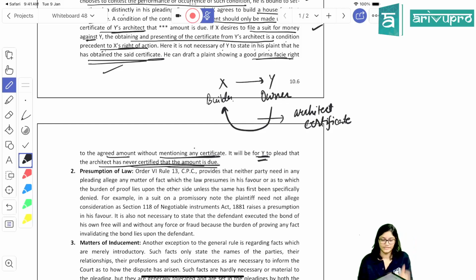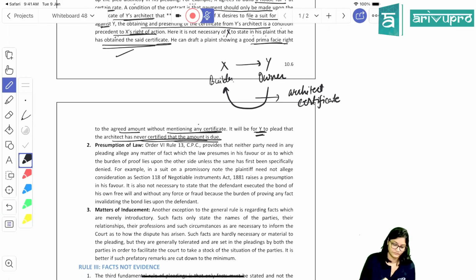Now make a correction here. Here it is not necessary for X to state in his plaint that he has obtained the said certificate. He will just mention that my amount is due, why is he not making the payment. Why, when he is writing his written statement, will he plead that? That why I did not make the payment? Because the architect did not give me the certificate. So for X, it is not necessary to mention this about the certificate.